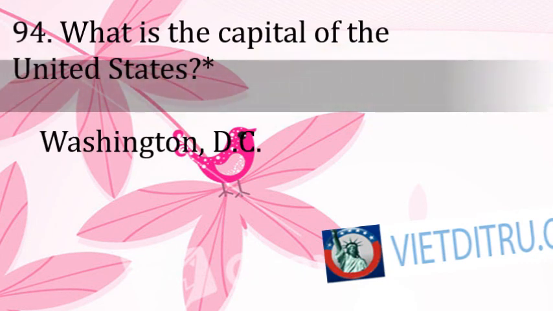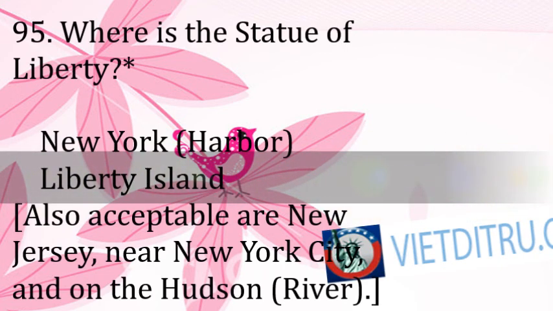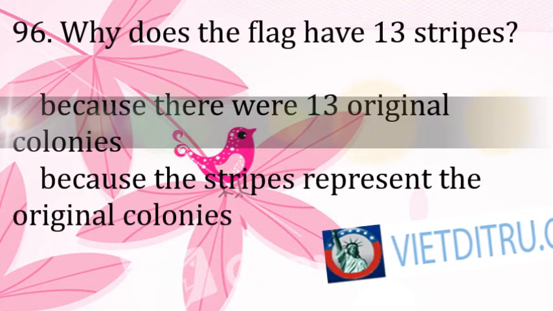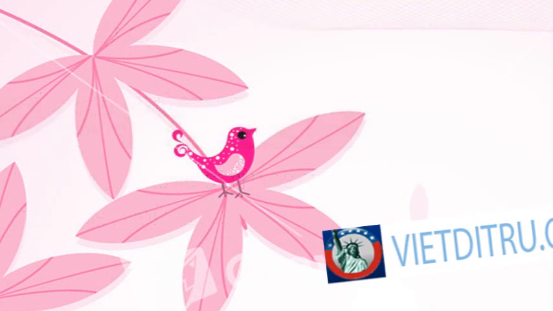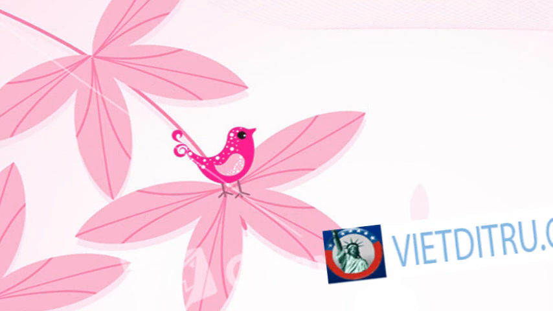What is the capital of the United States? Washington, D.C. Where is the Statue of Liberty? New York Harbor, Liberty Island. Also acceptable are New Jersey, near New York City, and on the Hudson River. Why does the flag have 13 stripes? Because there were 13 original colonies. Because the stripes represent the original colonies. Why does the flag have 50 stars? Because there is one star for each state. Because each star represents a state. Because there are 50 states.